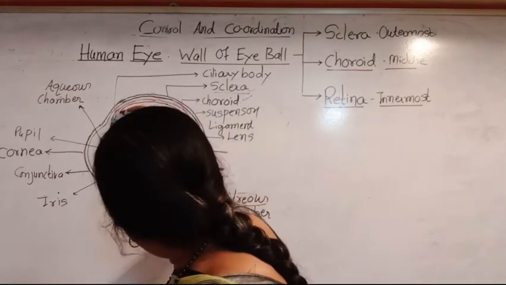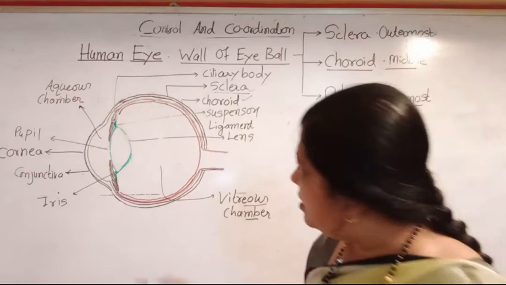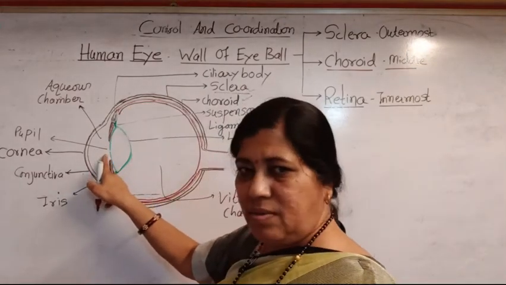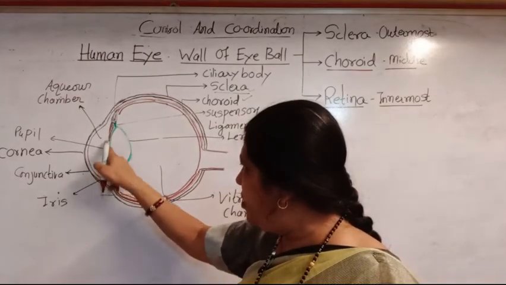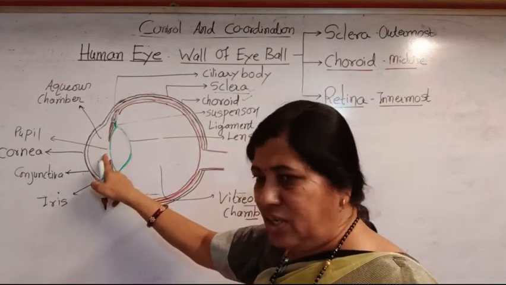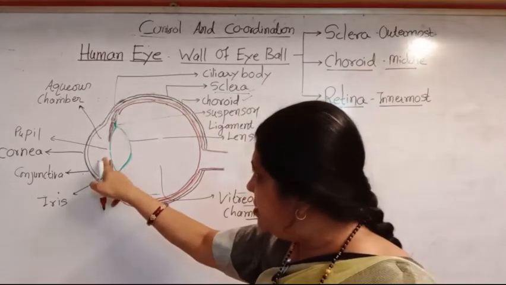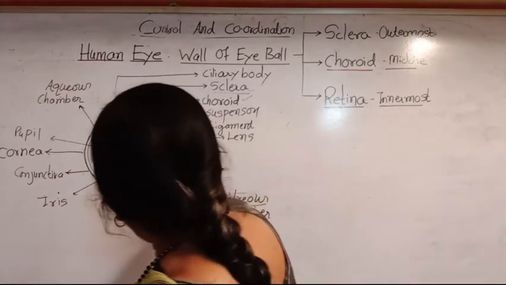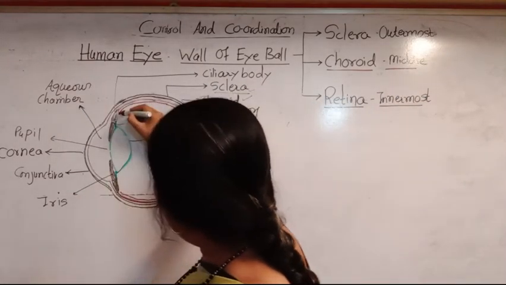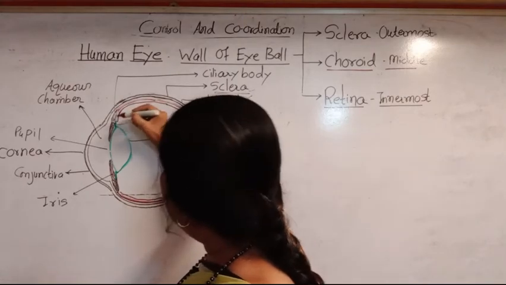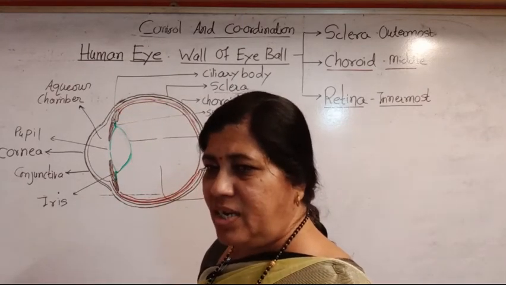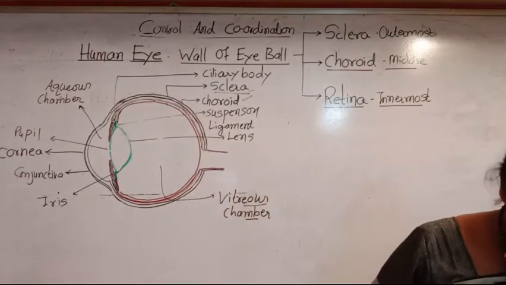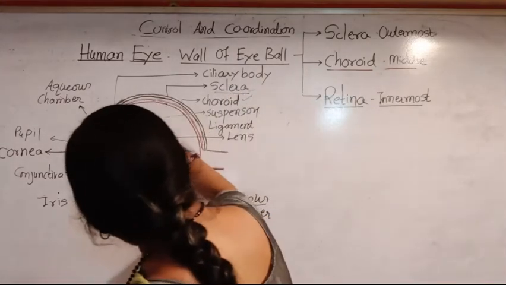See, retina is an incomplete layer and choroid is also an incomplete layer. Why is choroid incomplete? Here there is an opening, an interruption. It is not complete. It is interrupted by pupil. Yes, correct. So retina is also an incomplete layer. Retina continues behind the ciliary body, and I will use the black color for retina. So this is retina.